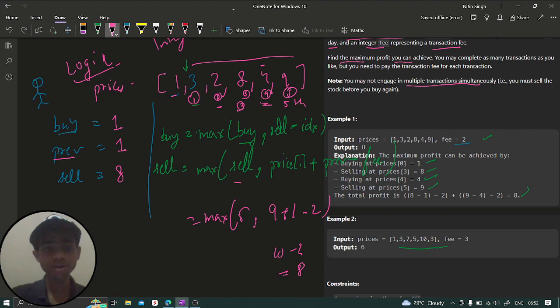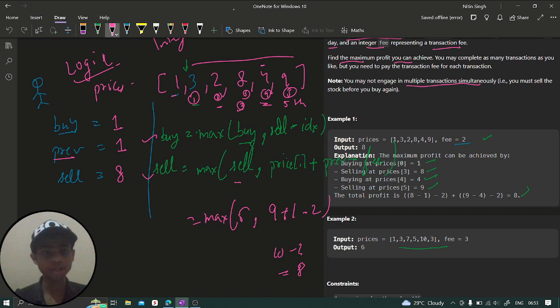So for these two states we are going to use buy and sell, where buy is what we keep to check, if we buy this particular stock, whether we are getting more loss or a profit. If we are getting a profit, then we are going to update our buy. Otherwise, we are not going to update it.